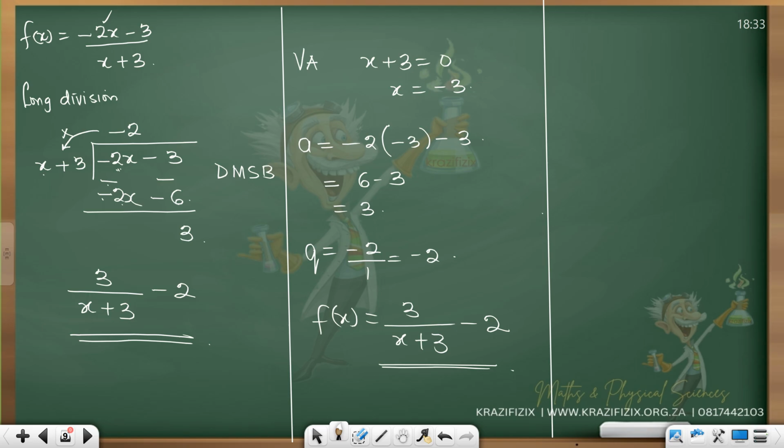Let me give you one to do for me quickly. What if I have this? 3x plus 1 over x minus 1. Please quickly rewrite this for me. Let's rewrite that in 30 seconds, everybody. Follow the second step. Find your vertical asymptote. Substitute the vertical asymptote to get A. Quickly, everybody.